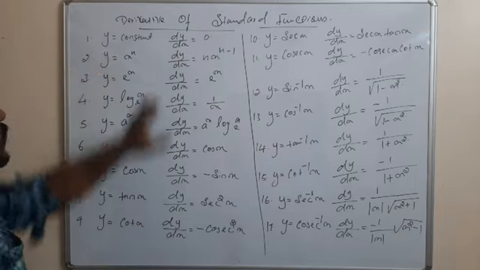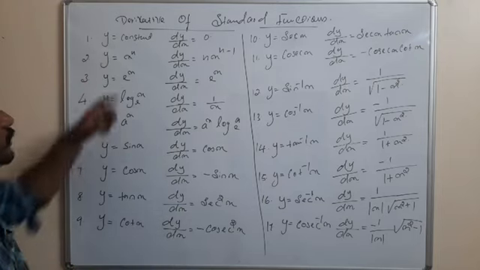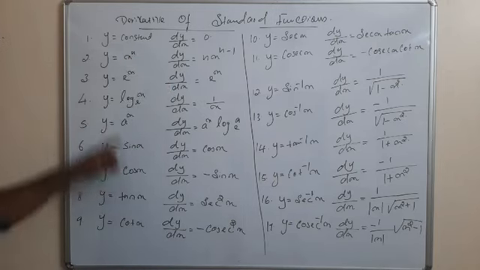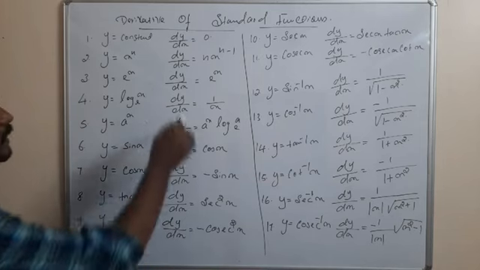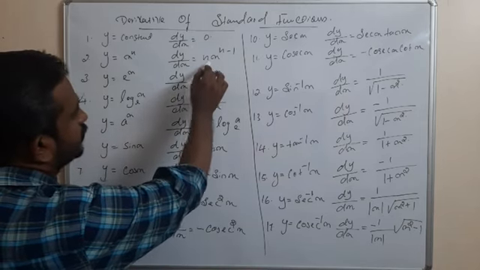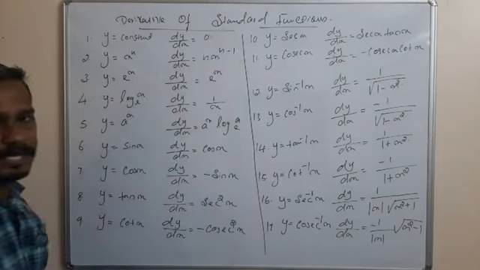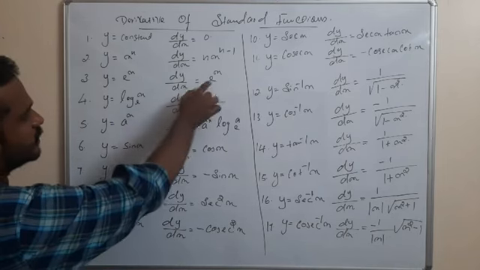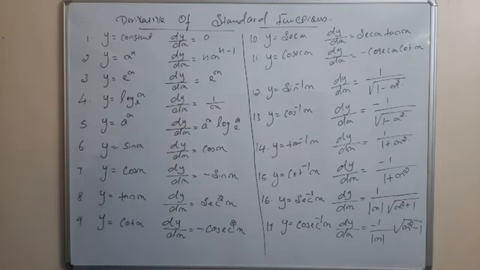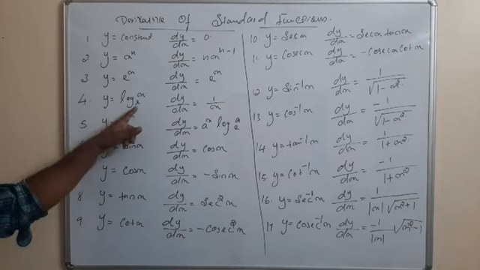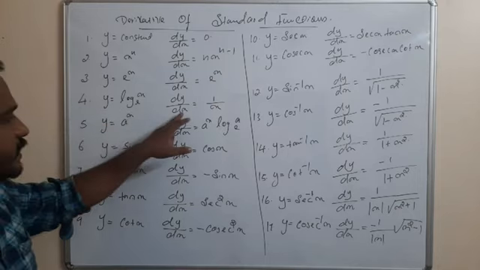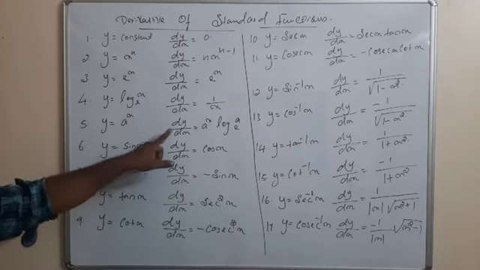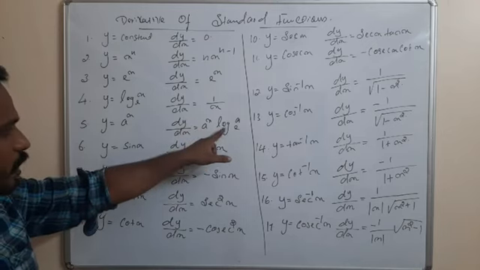So first one, y is equal to constant. dy by dx equal to 0, that is, differentiation of a constant is equal to 0. Y is equal to x power n, dy by dx, that is the first derivative, n into x power n minus 1. Y is equal to e power x, dy by dx equal to e power x, same differentiation. Y is equal to log x to the base e, dy by dx equal to 1 by x. Y is equal to a power x, dy by dx equal to a power x into log a to the base e.